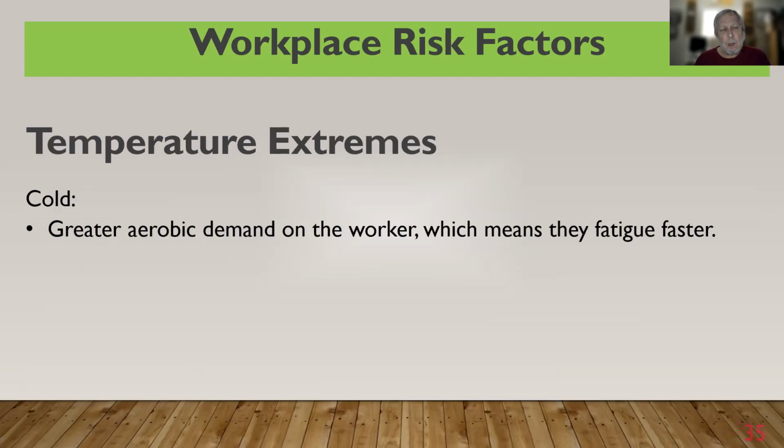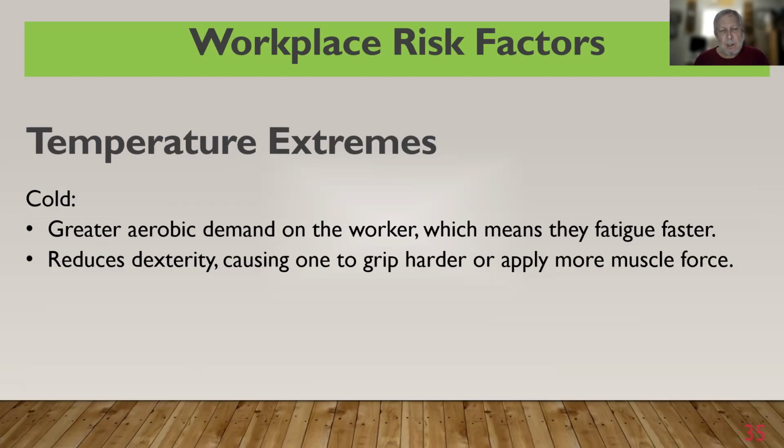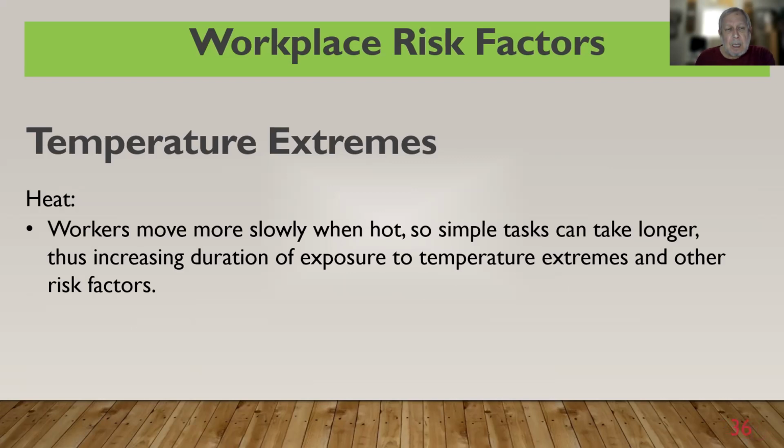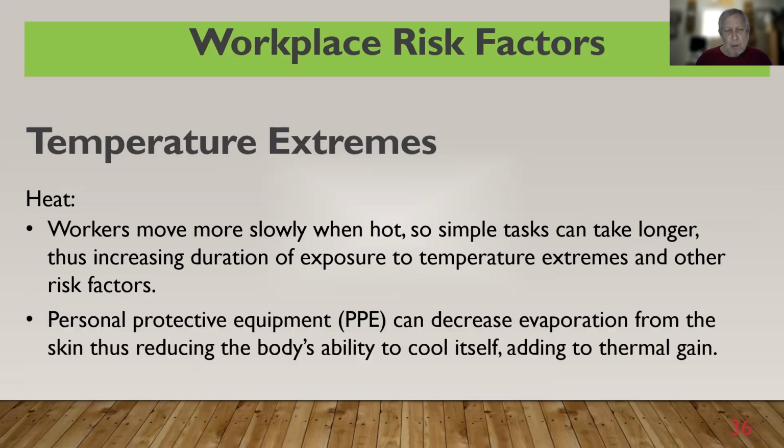Temperature extremes. Cold creates a greater aerobic demand on the worker, which means they fatigue faster. It reduces dexterity, causing one to grip harder or apply more muscle force. It's more problematic when present with vibration because both factors constrict blood vessels. So cold and vibration, you've got a double whammy there for constricting your blood vessels. That's not good. Heat: workers move more slowly when hot, so simpler tasks can take longer, thus increasing the duration of the exposure to temperature extremes and other risk factors. Personal protective equipment can decrease evaporation from the skin, thus reducing the body's ability to cool itself, adding to the thermal gain.